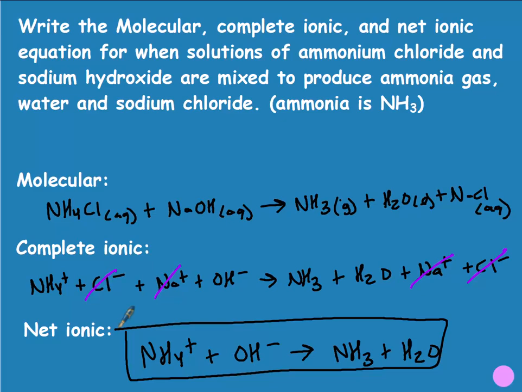So ammonium chloride should have broken apart. Sodium hydroxide was a strong base, so that should have broken apart. Ammonia, which was NH3, was a gas, it said, and since it was a gas, it should have stayed together. H2O is a liquid. You could have also said H2O was a gas or solid, but regardless, it's going to stay together because it's molecular. And NaCl is aqueous. So our spectator ions were sodium and chloride, and so we were left with ammonium plus hydroxide go together to make ammonia and water.